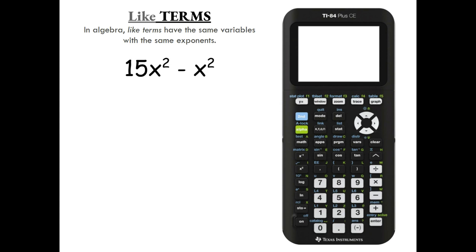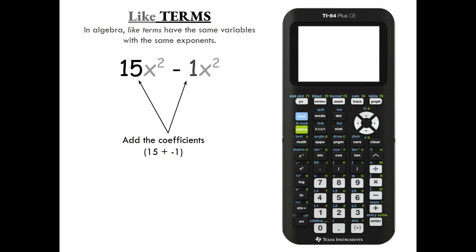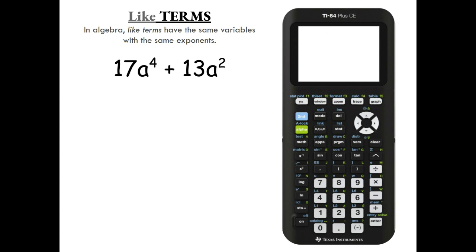15x squared minus x squared, again, there's no coefficient. X squared, they both have x squared. They both have the same variable, which is an x, with the same exponent of x squared. So 15x squared, you're going to add the coefficients. It's a 15 and a negative 1. So you add the coefficients. It's 15 plus a negative 1 or 15 minus 1. And the answer is 14x squared.